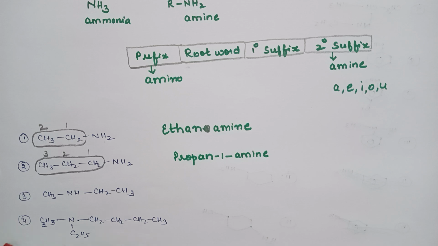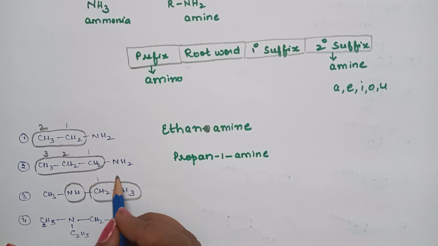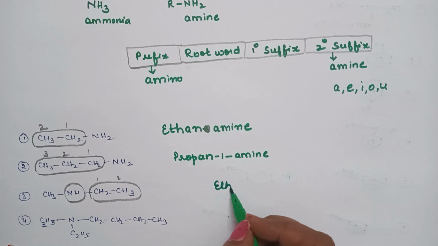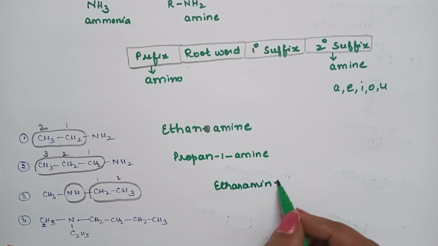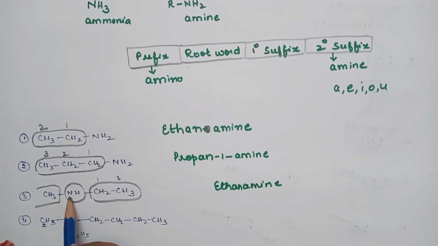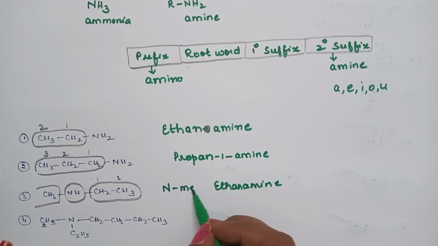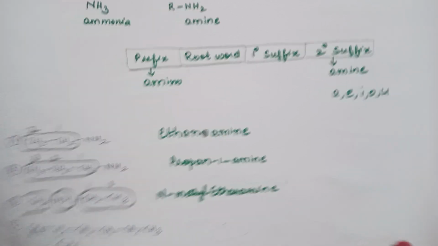Next example. This is the amine and this is the longest chain. 2 carbon atoms are there, 1 and 2. So it will be ethane, amine, and here you can see there is one methyl group attached to the amine group. So you should write it as N-methyl. N-methyl ethanamine is the name.